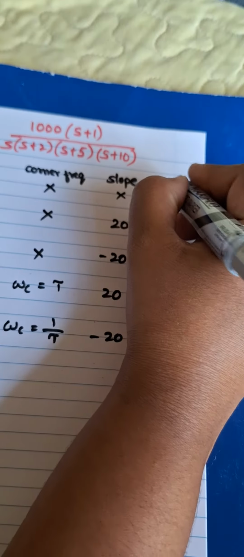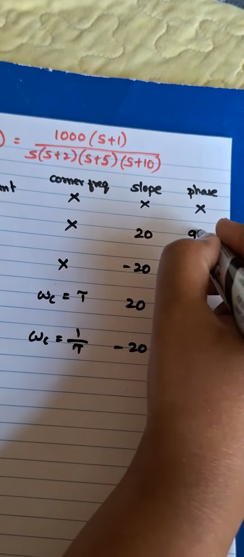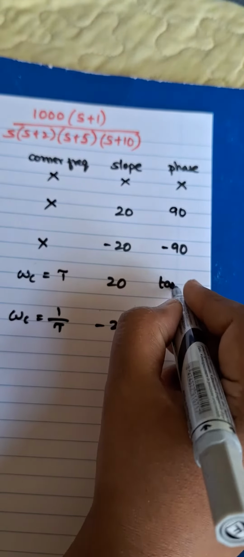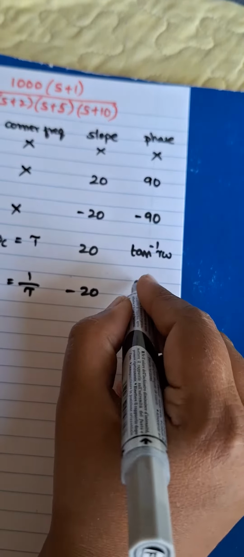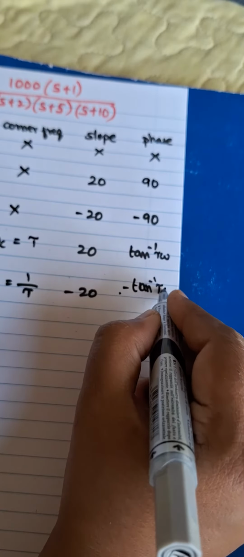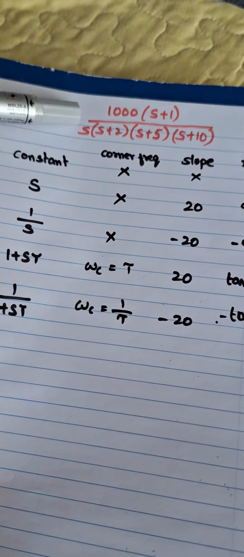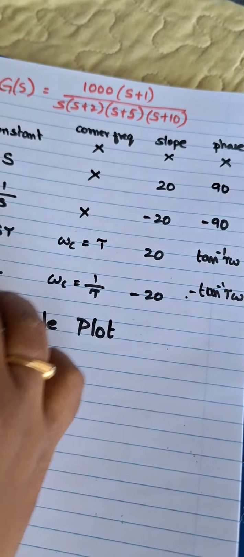And then when we are talking about phase, constant has no phase. S has 90. 1 by s has minus 90. 1 plus s tau has tan inverse tau omega. And in the denominator obviously it will be minus tan inverse tau omega. So these are the things you should remember before you start solving Bode plot. To solve Bode plot, first we should remember this table. Then only we will go ahead.